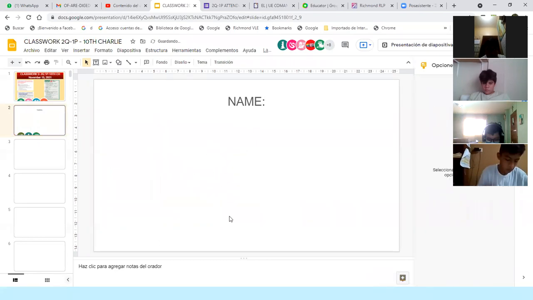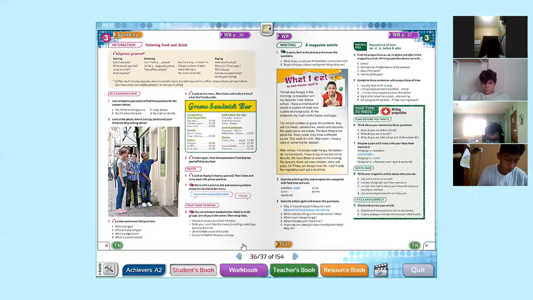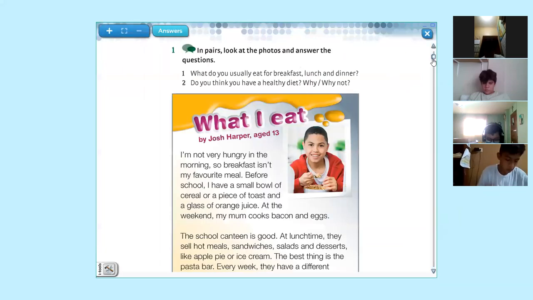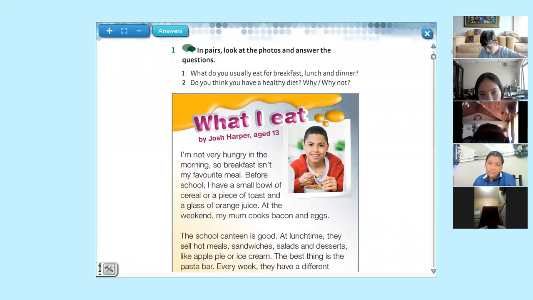Well, now we continue with the next part of this. This is about page 36. Page 37. In page 37, we have a magazine article. You are going to do exactly the same in the article. And what exactly are you going to do? Catherine Unda, start reading, please.